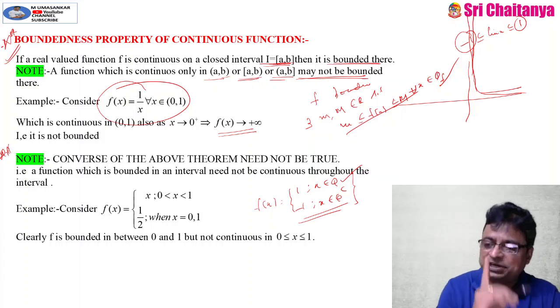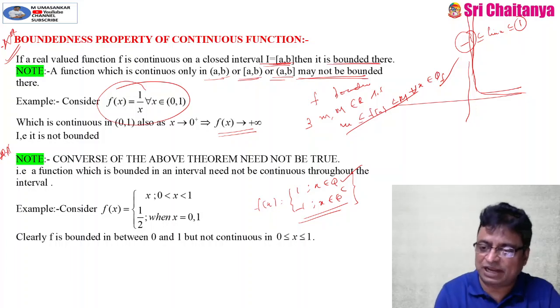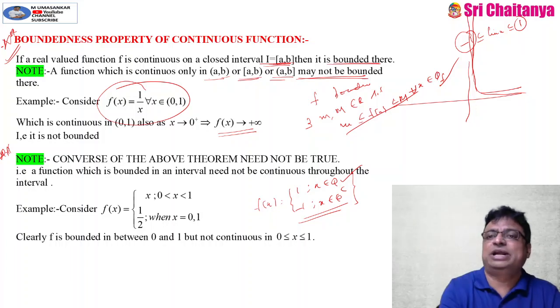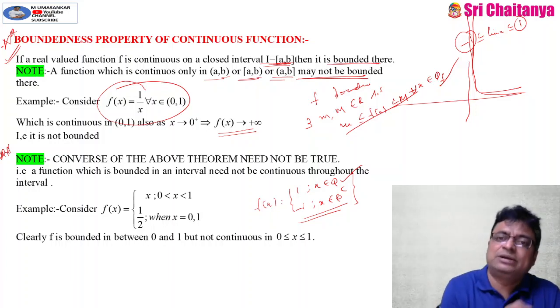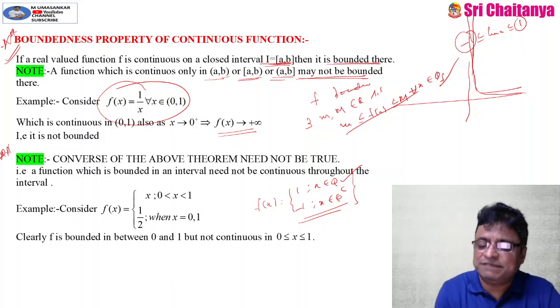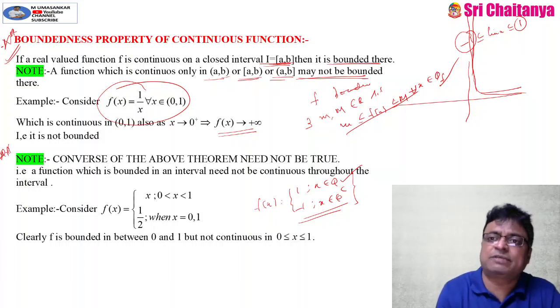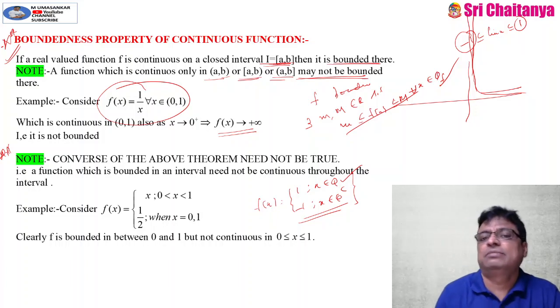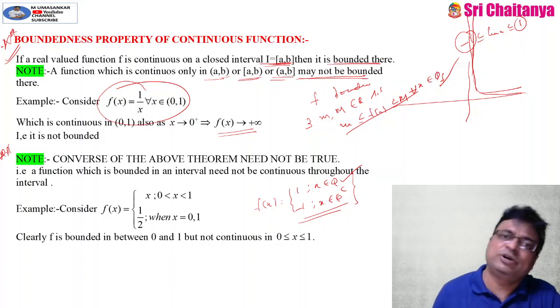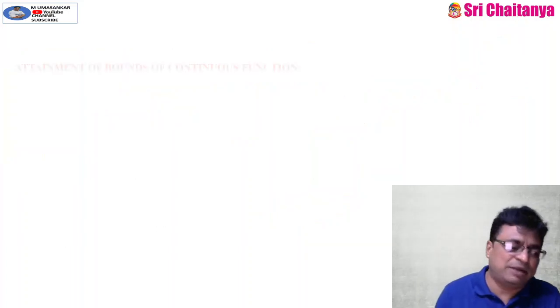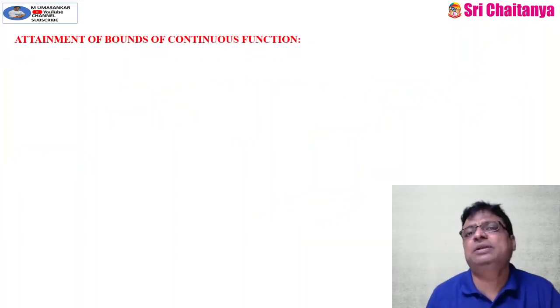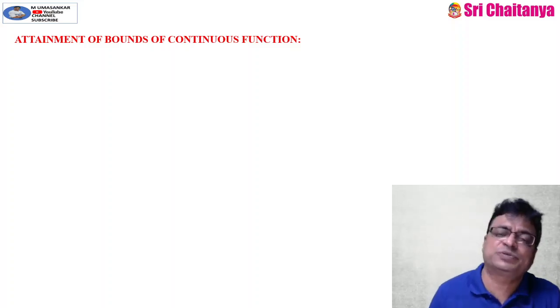So if a function is continuous in a closed interval, then it is bounded. But if a function is bounded, it need not be continuous. And if your function is defined in other than a closed interval, it need not be bounded in that interval, though it is continuous. Clear? And coming to next, the attainment of boundedness property of continuous functions.